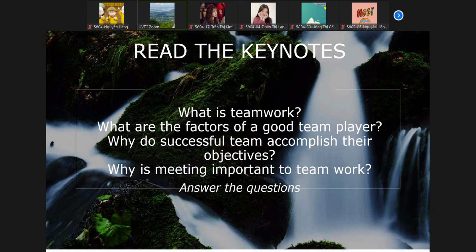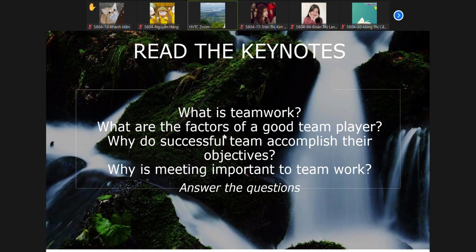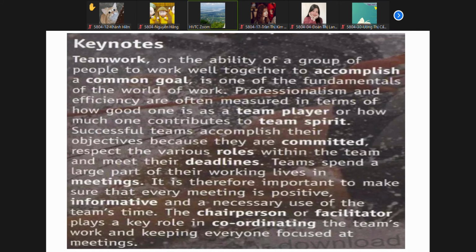Okay, now the whole class, let's come to the keynotes and then try to answer the questions. Okay, now Khánh Hiền first, can you answer my questions? Can you give me the definition of teamwork? Teamwork is the ability of a group of people to work well together to accomplish a common goal. Okay, thank you, Hiền.